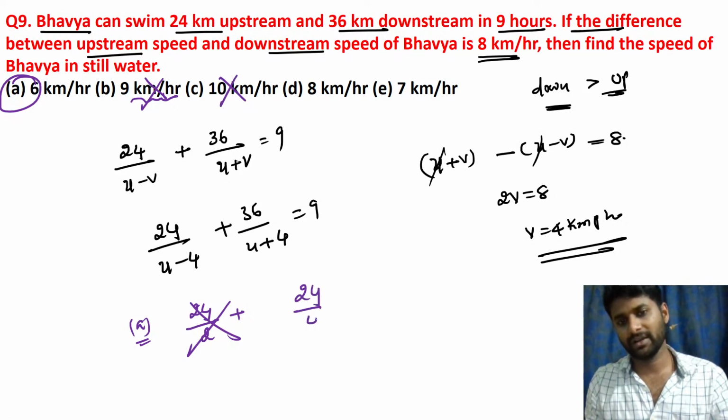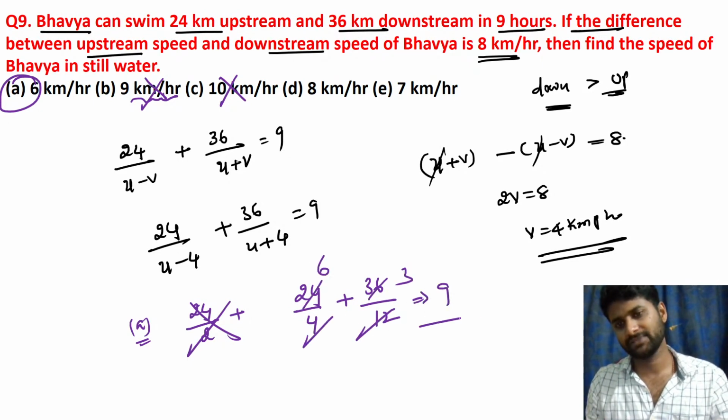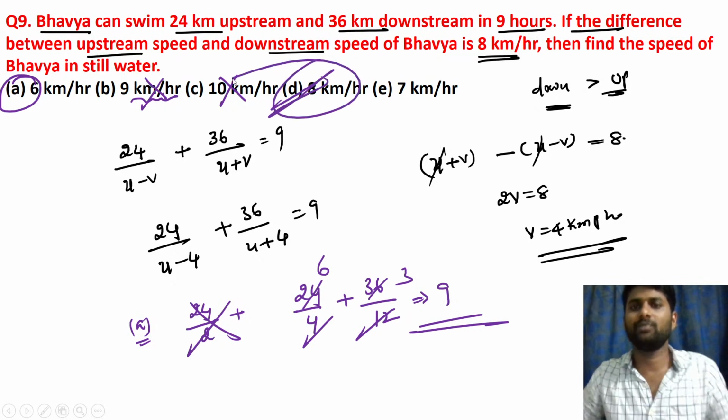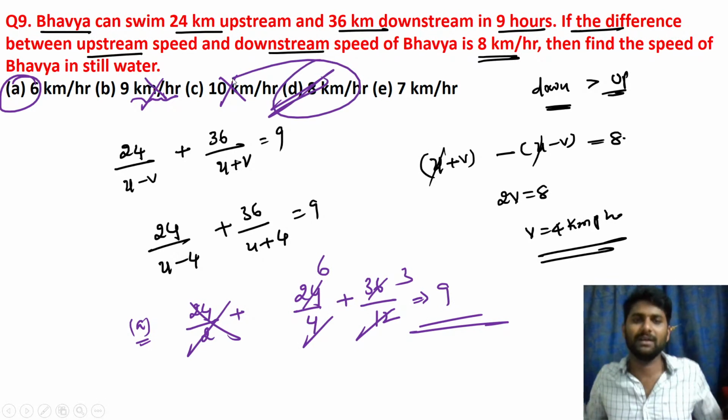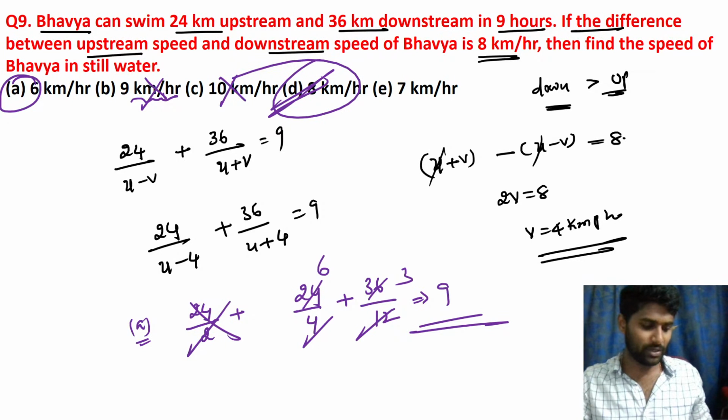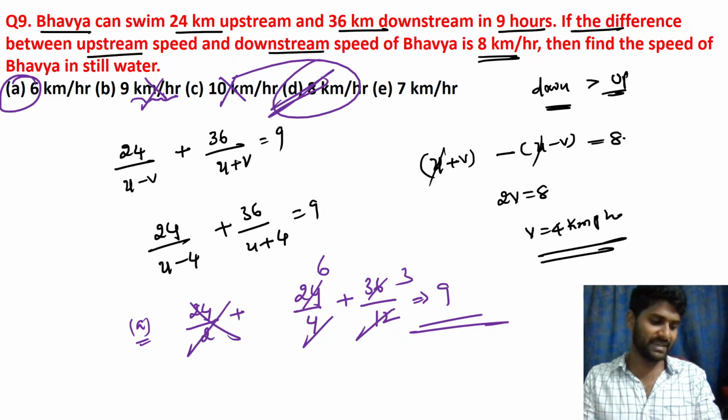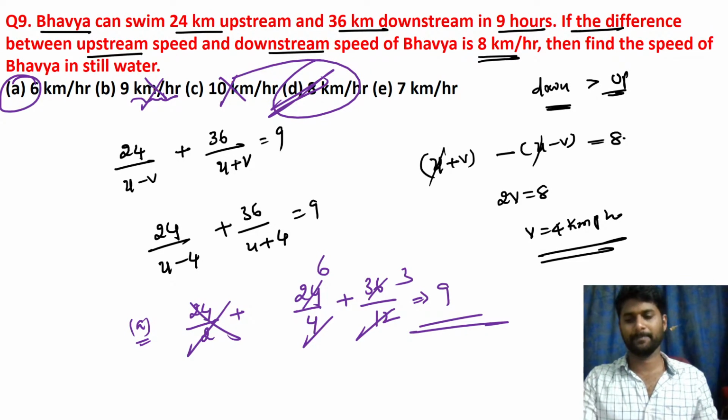So 24 divided by 4 plus 36 divided by 12 is exactly equal to 9. So it satisfies the condition. So the speed of boat is exactly equal to 8 km per hour. Observe whether the boat travels along the stream or against the stream. Travel along the stream means u plus v. Against the stream means u minus v.